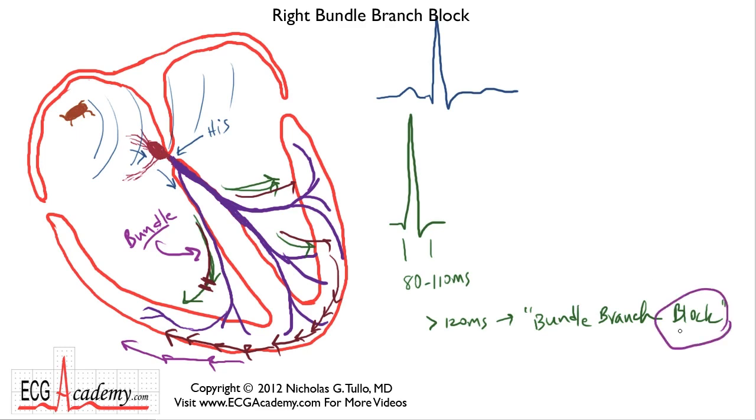And I'm sure you've heard of incomplete bundle branch blocks. Well, what does incomplete mean? It's like being a little pregnant? No. You see, the word block simply implies delay. And so you can have a little bit of delay or you can have a lot of delay. And that's going to affect how the QRS looks and obviously how wide the QRS is going to be.